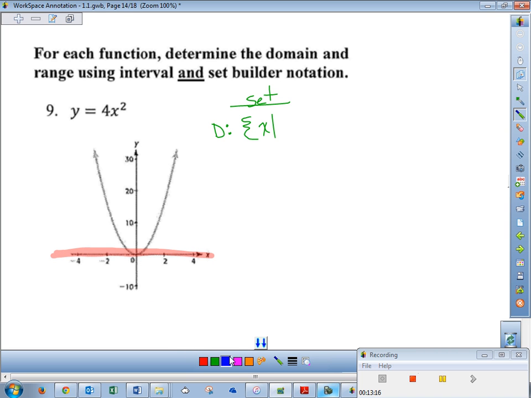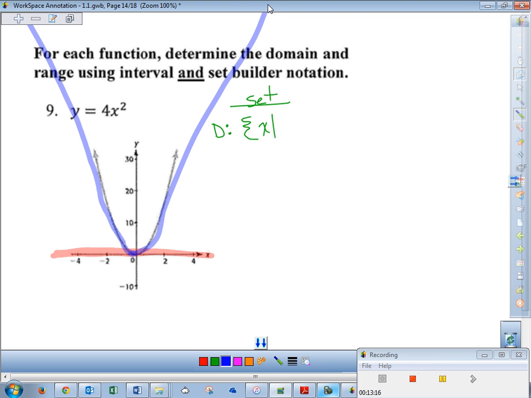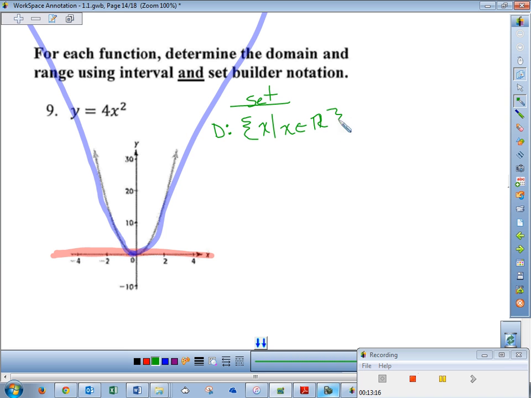If you follow this guy with my blue highlighter, how far to the left will that highlighter end up going? -infinity, and how far to the right will my blue highlighter go? Even though it went up, how far to the right will it go? Positive. It goes from -infinity to positive infinity, right? That's interval notation. We want it in set notation. What numbers work for x? All the real numbers. So how do I write it in set notation? Set of all x such that x is an element of the real number system. All real numbers work for the domain.